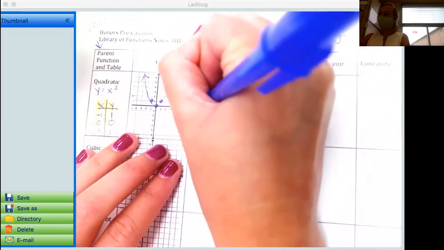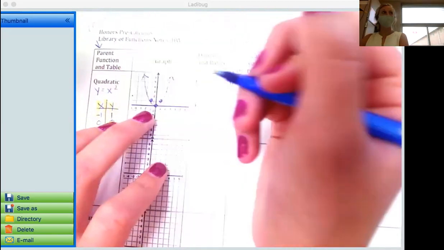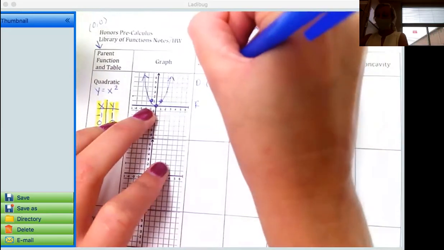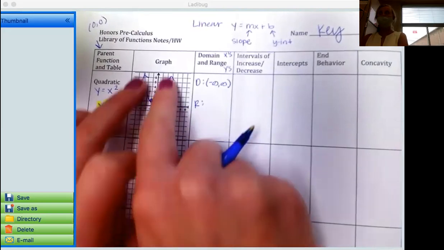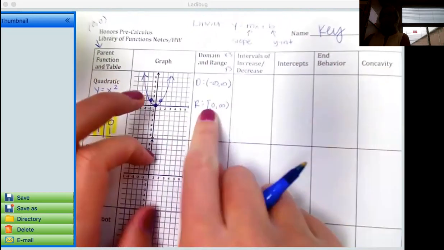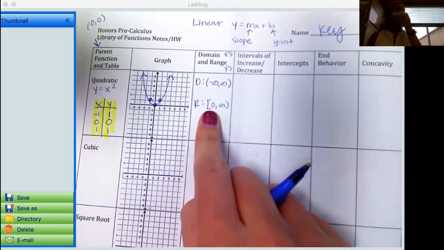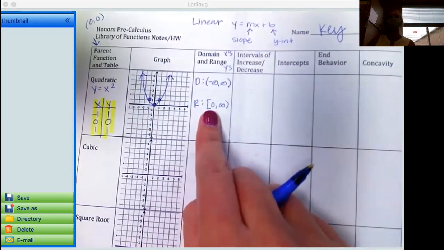What is the range? Good. It starts at the origin, right? Range is the y's. So find the bottom y, the lowest y is 0, and then it goes up forever. So it does go from 0 to infinity. And there is a point sitting on 0, so you do need a bracket. Does that help? Okay.